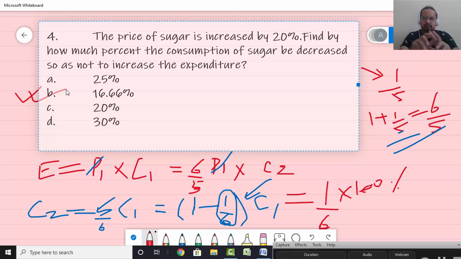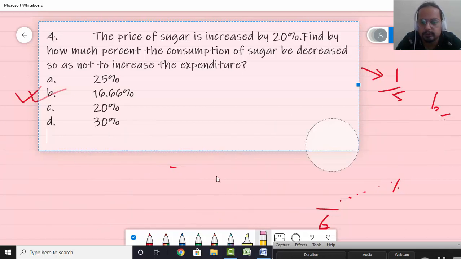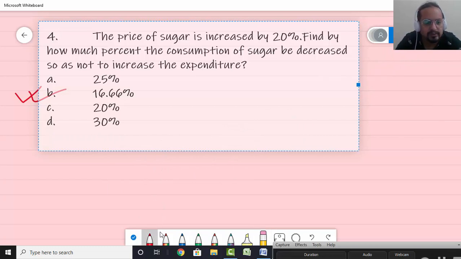Got the point? Now once you have understood this, let me make this a simple memory process for you. In such questions, expenditure is constant, so price and consumption will vary inversely. Just look at the numbers. If you can see the price increases by 1/5, so it becomes 6 by 5, the consumption will become 5 by 6. You can directly write it now.